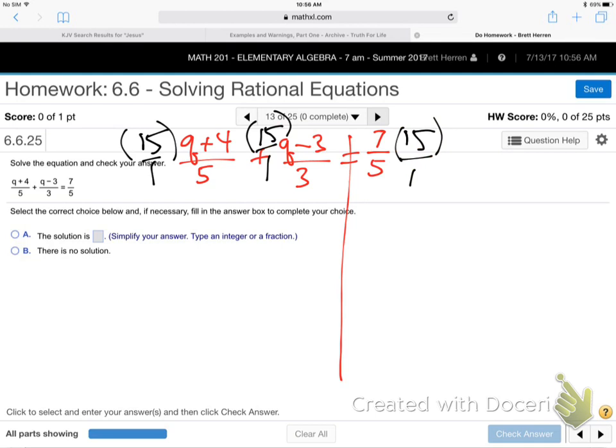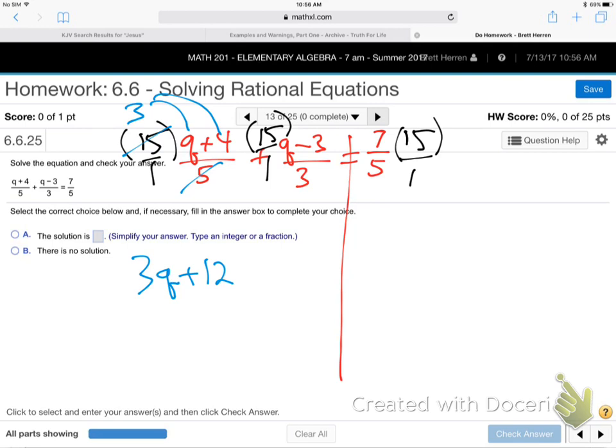Okay, cross cancel now. Here we go. 5 into 15 3 times, right? And what is that leftover 3 going to do? It's going to go boom, boom, 3q plus 12. We good so far? Is that making sense?